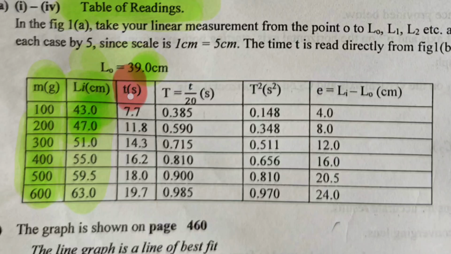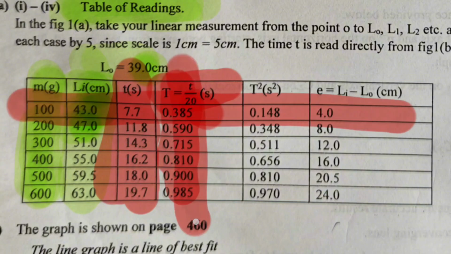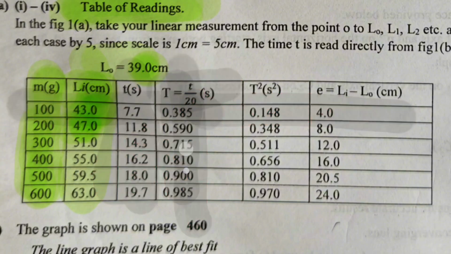Then your time in seconds, look at it. One decimal point. Everything here is one decimal point. Then look at this one now. How many decimal places? 3. Can you see it? That's why I said you don't go this way. You come this way vertically, not horizontally.